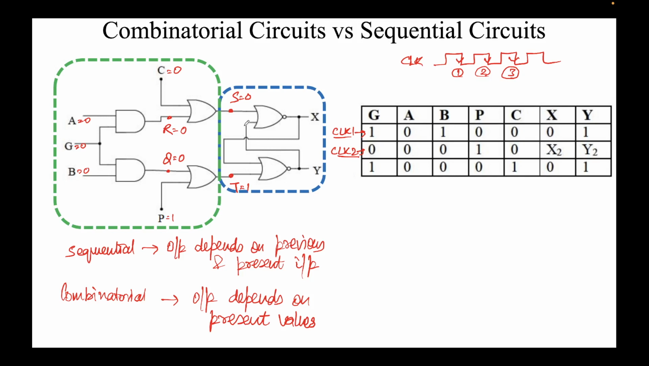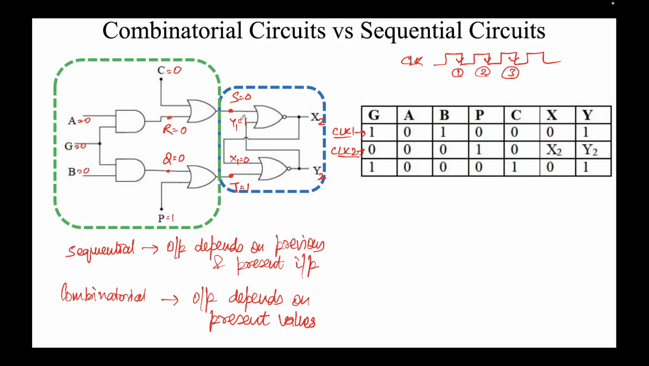So the value of Y will be nothing but Y1, that is the value of Y in the previous clock cycle. This means at this edge, the value of Y1 was 1. So Y1 equal to 1. Similarly, in order to find the value of Y2 here, we need to find the value of X1. This means whatever the value of X in the previous clock edge here. So that is given to us as 0. X1 is given equal to 0.